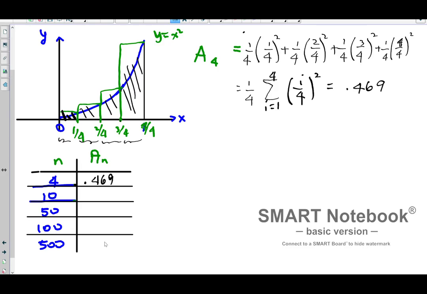So at this point, I would say please pause the video. Try to do the same thing now, this time finding the area using 10 rectangles. So instead of 4, you're going to enter 10. So it'll be 1 over 10 times summation as i goes from 1 to 10 of i over 10 quantity squared. And then do this for 50, do it for 100 and 500. And fill out this table. And in a few moments, I'm going to reveal the answer. So please do that and come back to check your results. Something very interesting is happening, so I hope you'll take the time to do this.